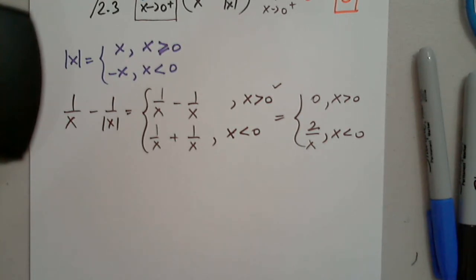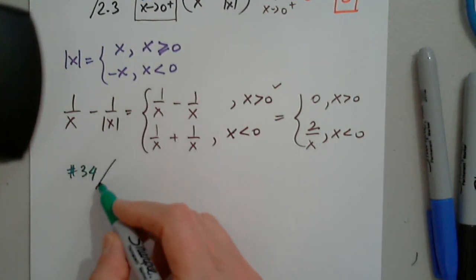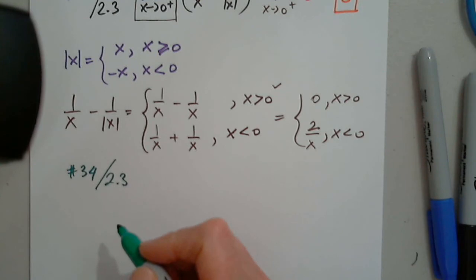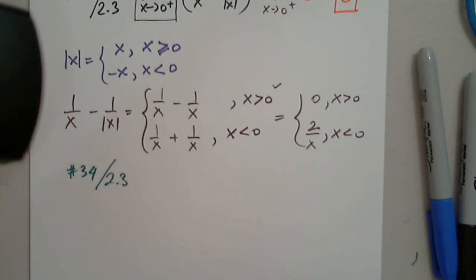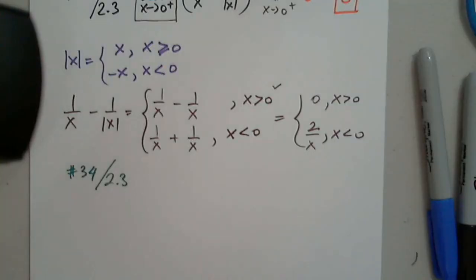Number 40. Oh, no, I'm sorry, not number 40. Number 34. Same section? Yes, 2.3. Everything's good. 2.3. Before we do this, anyone has any questions on this work?